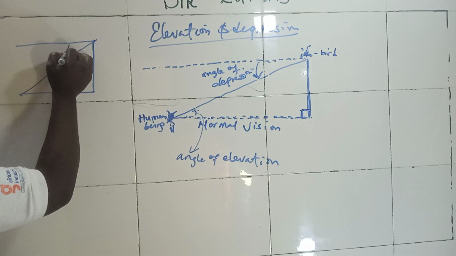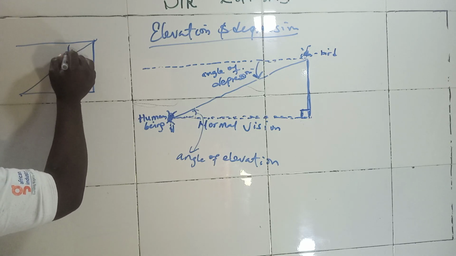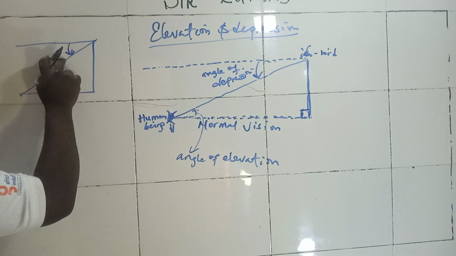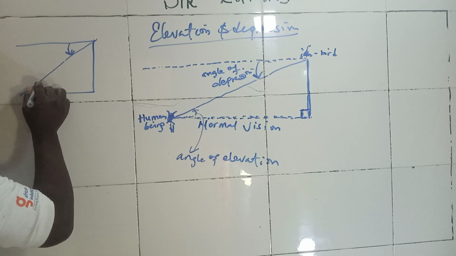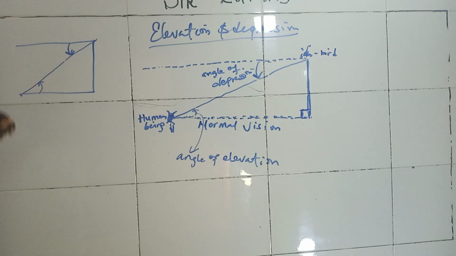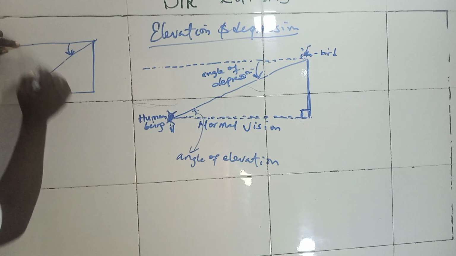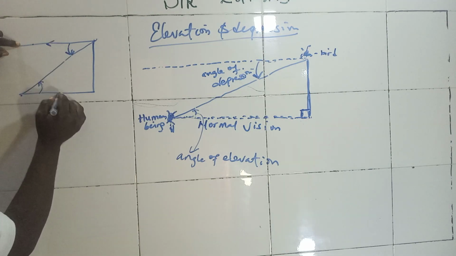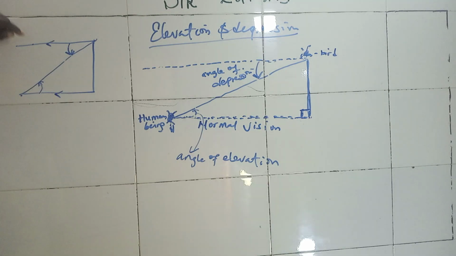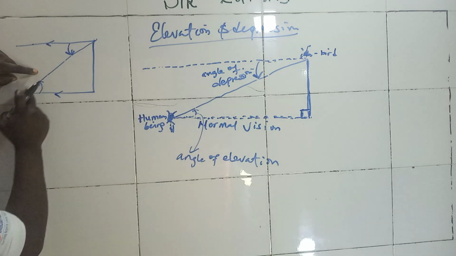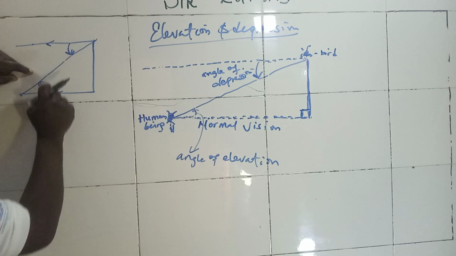You have covered an angle. Sorry, the bird has covered an angle called the angle of depression. You have covered an angle called the angle of elevation. If you now look at it, these two lines are parallel to each other. You have two parallel lines, and you now have this line running through the two parallel lines.